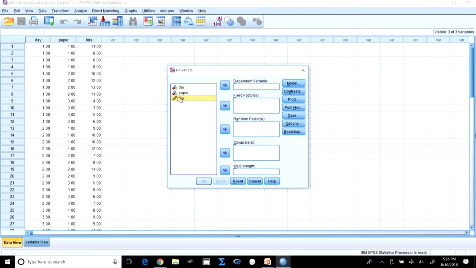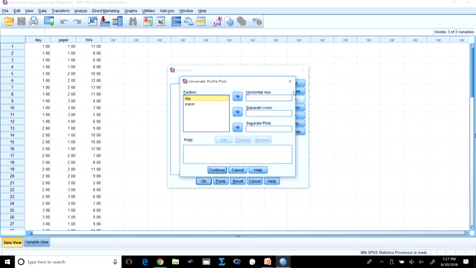The dependent variable I am taking is now my hits. Independent variables are called my factors, fixed factors. Had I had some covariate, that means some continuous variable here, I would have put it in the covariate. Now, let us check the plots. You can check the effect of paper. Now, I can also see the effect of both day and paper together. That is what I am trying to see, an interaction effect.